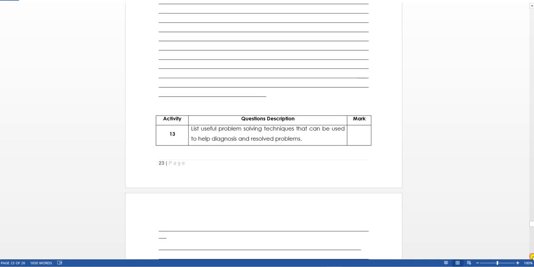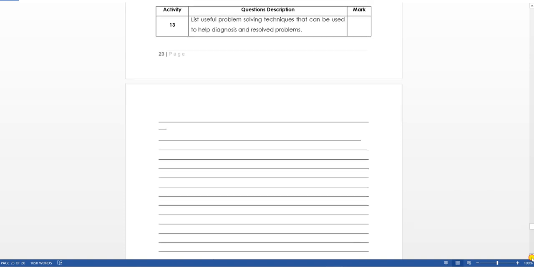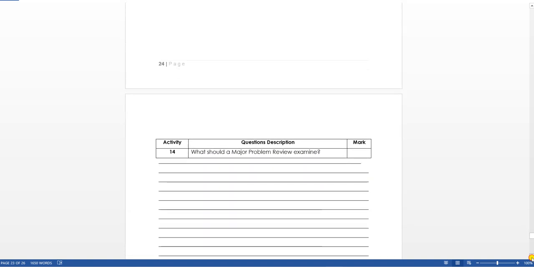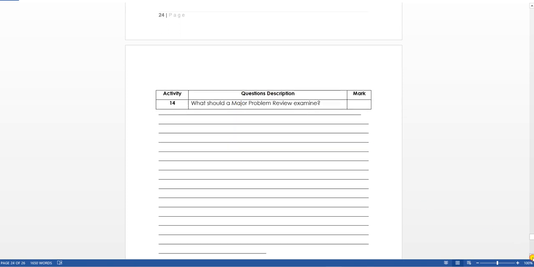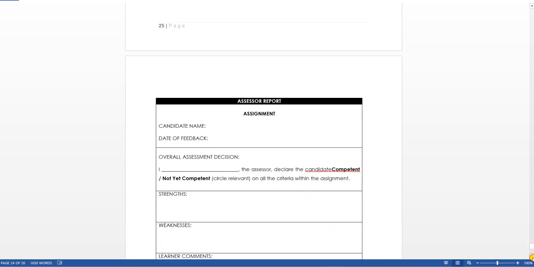And activity 12, you need to discuss the importance of problem logging. And activity 13, you need to list useful problem solving techniques that can be used to help diagnose and resolve problems. And activity 14, what should a major problem review examine? And that will be all for the activities or tasks for the summative assessment.